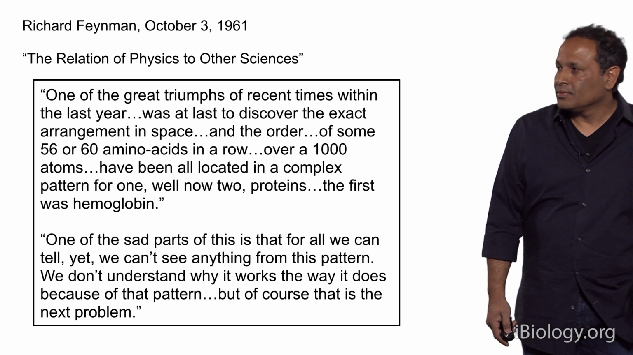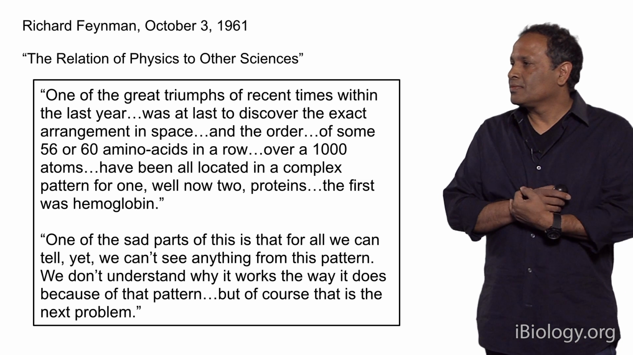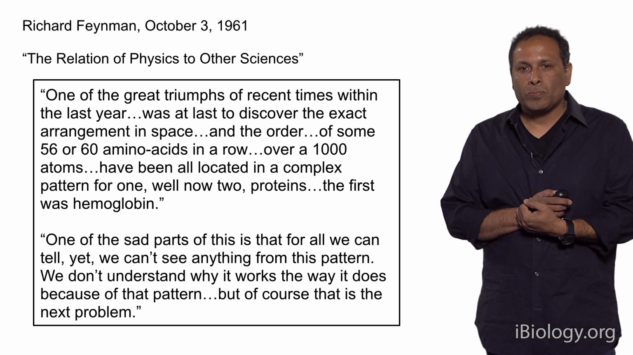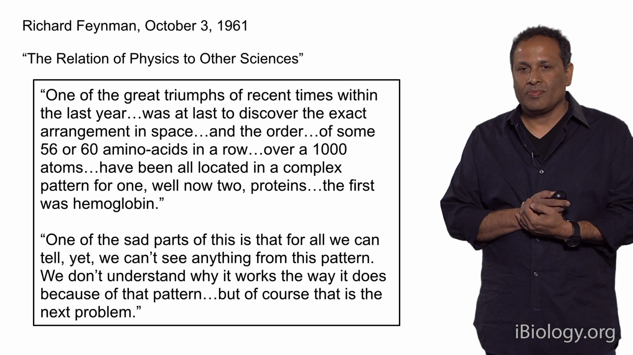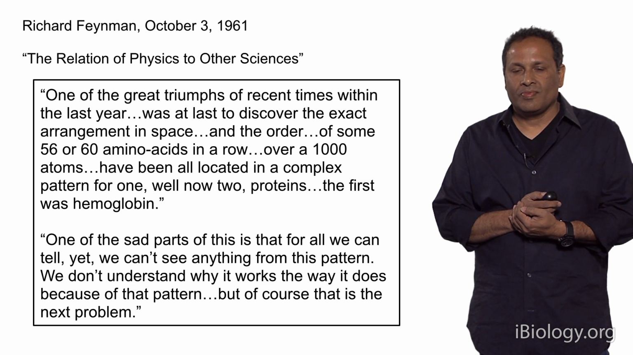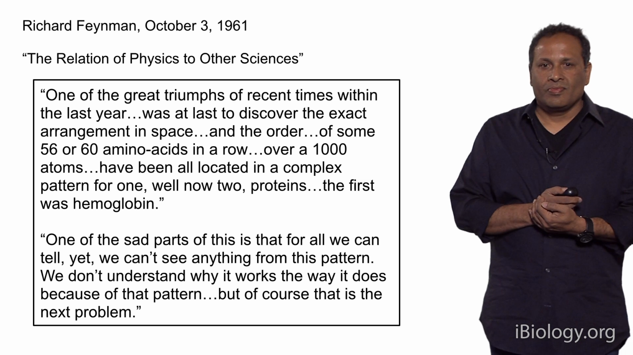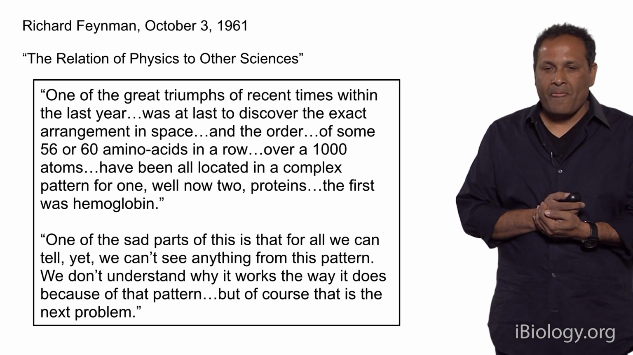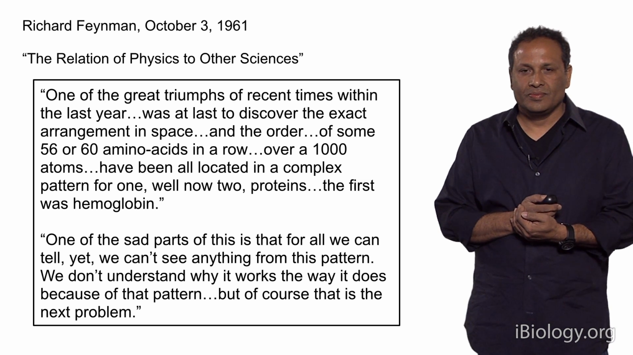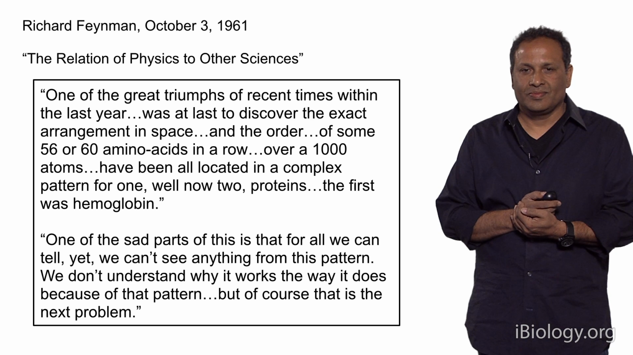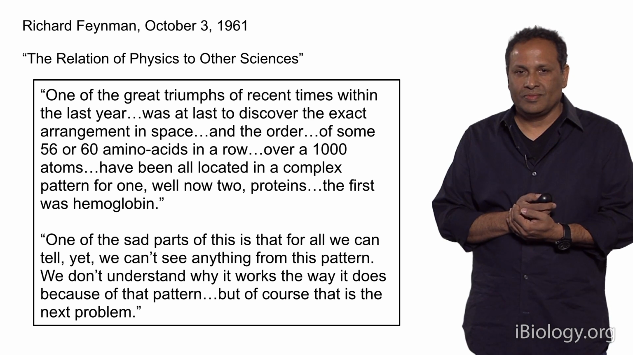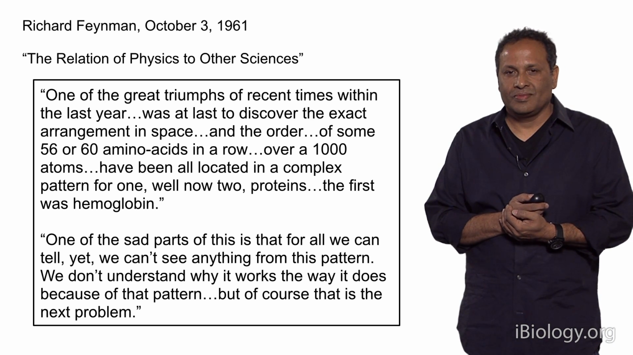One of the great triumphs of recent times, within the last year in fact, was at last to discover the exact arrangement in space and the order of all the amino acids, some 56 or 60 amino acids in a row. Over 1,000 atoms, well, nearly 2,000 if you count the hydrogen atoms, have all been located in a complex pattern for one, well, now two proteins.